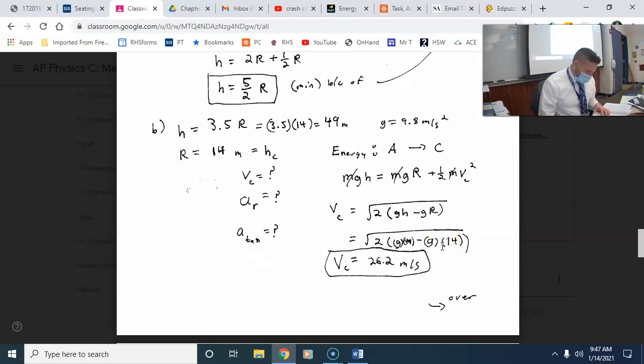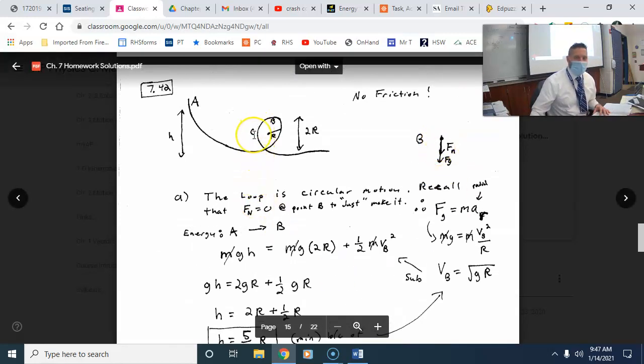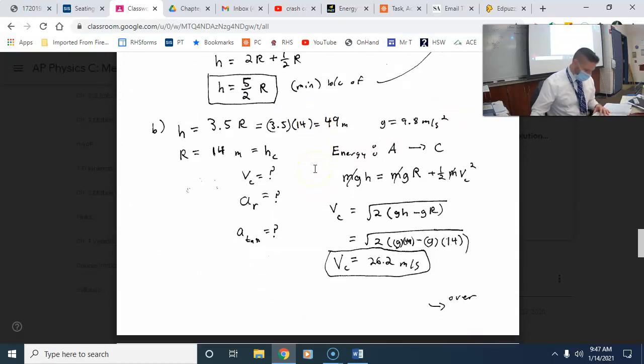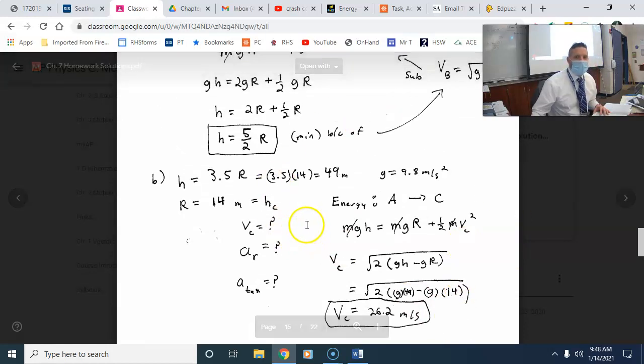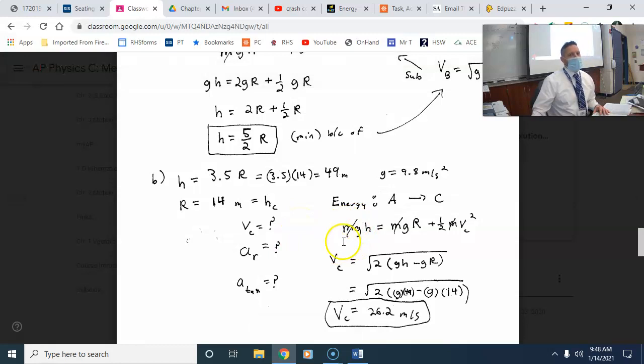If h equaled 3.5 r and r equals 14 meters, compute the speed, radial acceleration, and tangential acceleration of the passengers when the car is at point C. And I say point C is right here along this side. This one should be a little bit easier. We're going from point A, which is still the same original point we talked about before, which has all potential right here, mg times that height h.